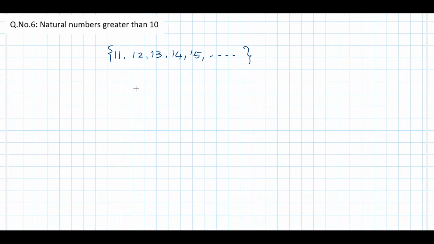Can we count? How many are there? It's going infinitely many, right? So we cannot count the elements here. So it is an infinite set. Clear? Right? So these are all solved problems here.